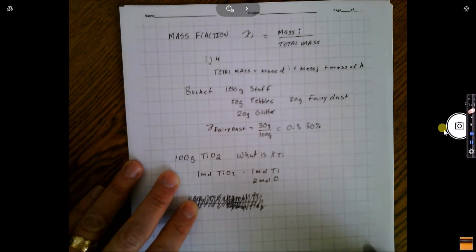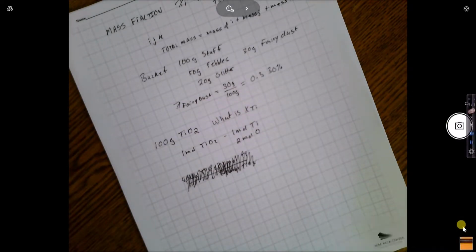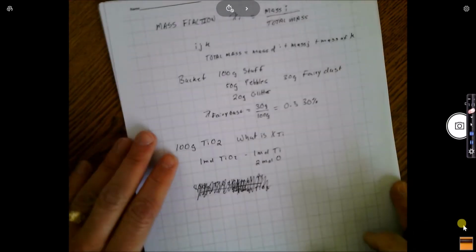Again, to do this, we're going to have to use a little bit of chemistry. So we're going to start off. Oh, goodness gracious, the Dow leaps. That's nice. I'm getting news notifications. I'm not supposed to. Hooray.